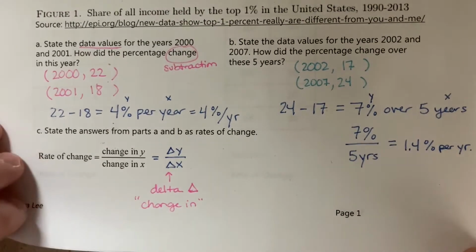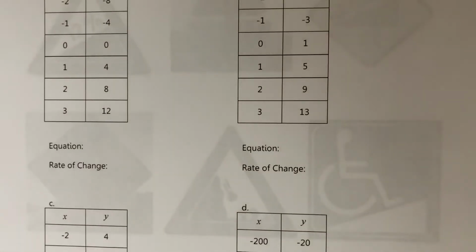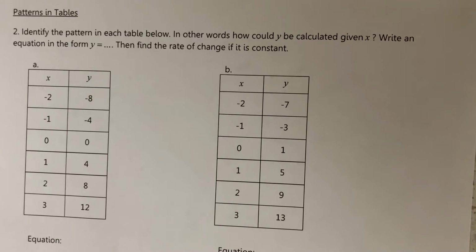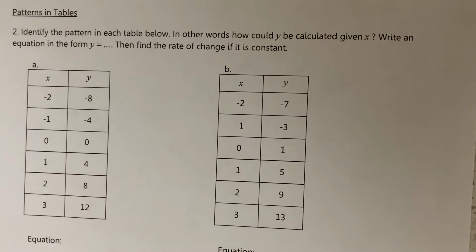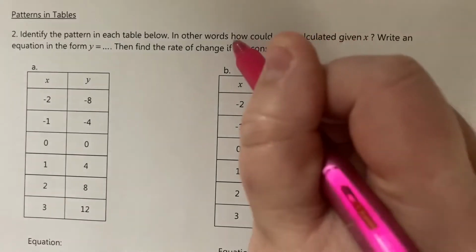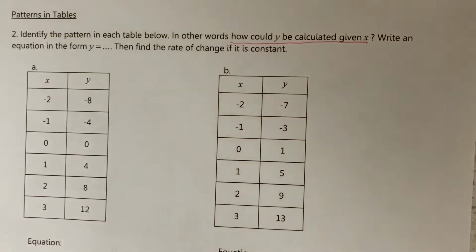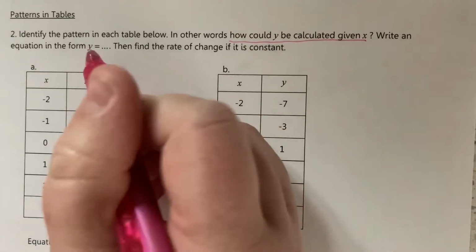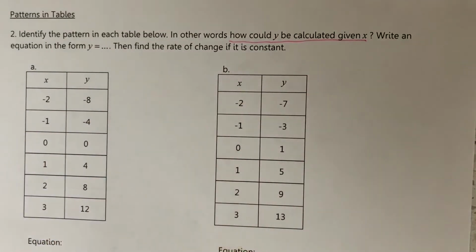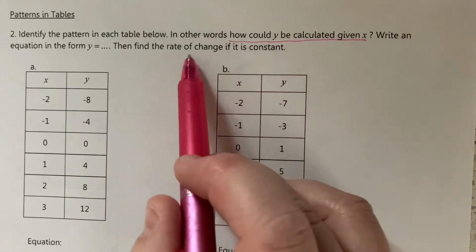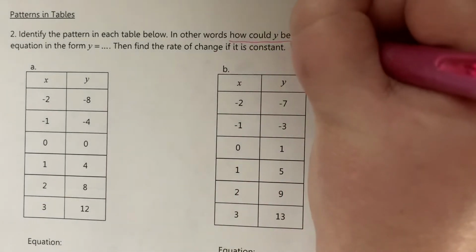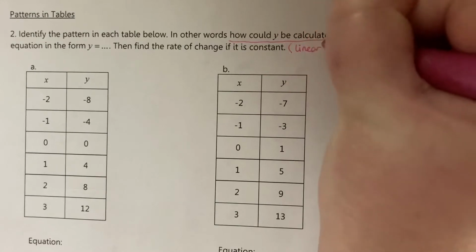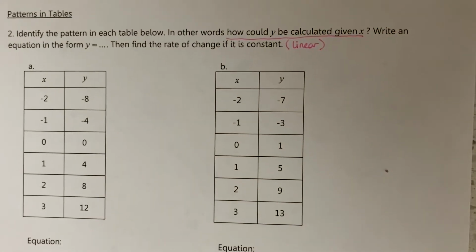Okay, let's turn the page and see some examples that aren't graphs. All right, so this is patterns in tables. So again, we're looking at X and Y in relationship to each other. So we want to know, how could Y be calculated if we know the X value? So our equation needs to be Y equals something. And then we'll find the rate of change if it's a constant rate of change. What that means is if it's actually a line, linear.